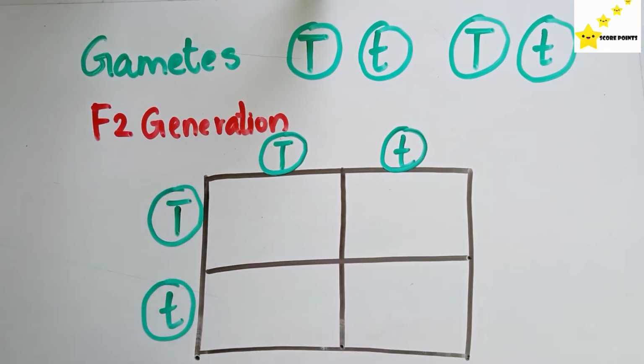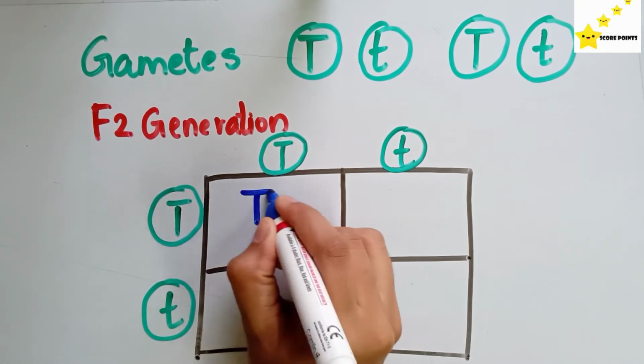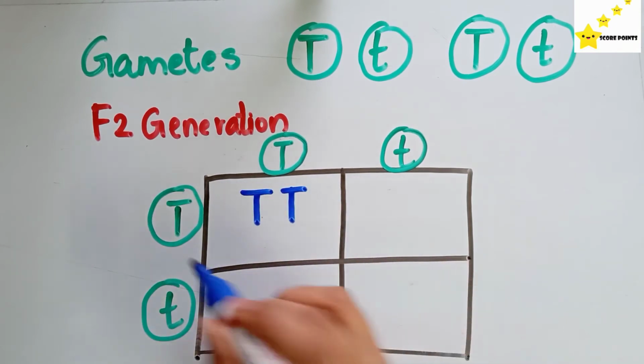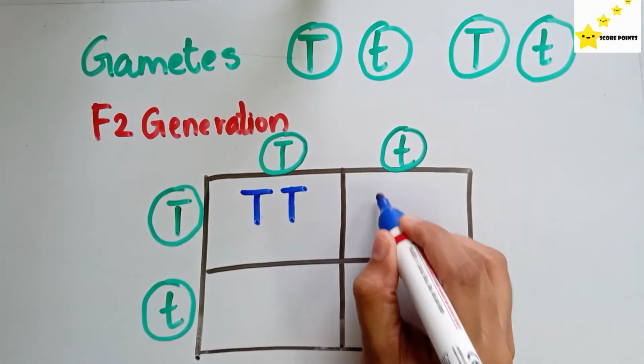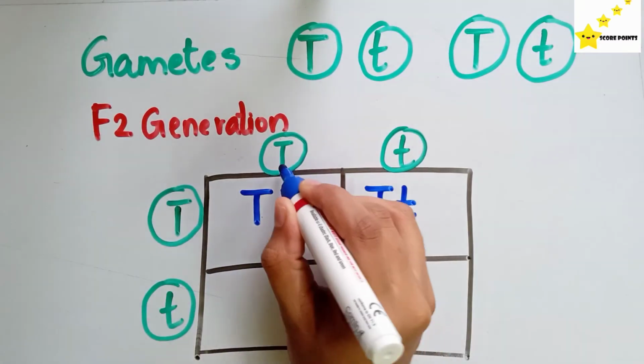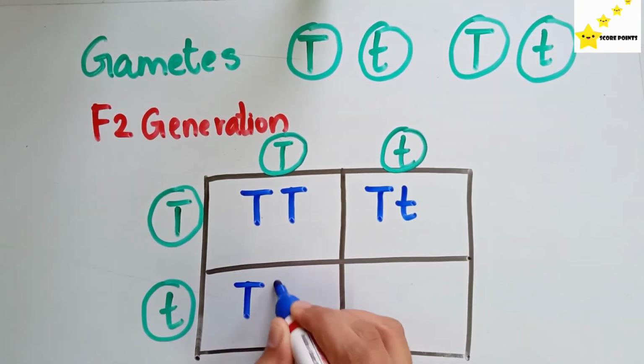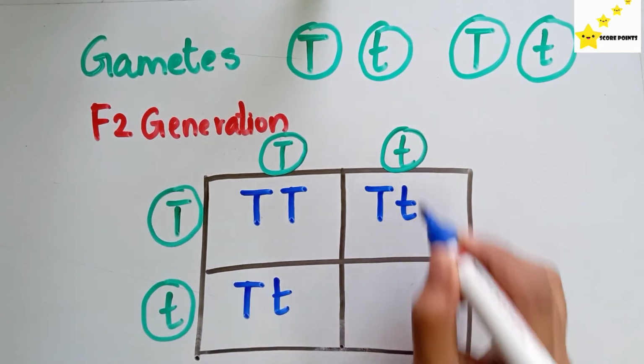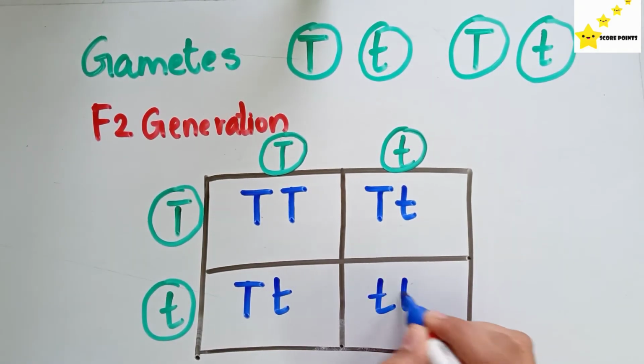Now we are going to fuse these haploid gametes to get a diploid condition. Capital T and capital T will give a homozygous dominant condition. Capital T and small t will give a heterozygous dominant condition. Again, capital T and small t, heterozygous dominant. And then we have the small t and small t, so we get a recessive condition.